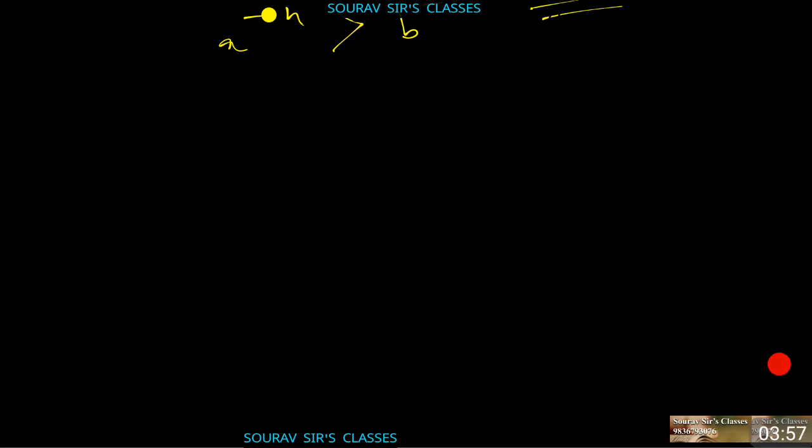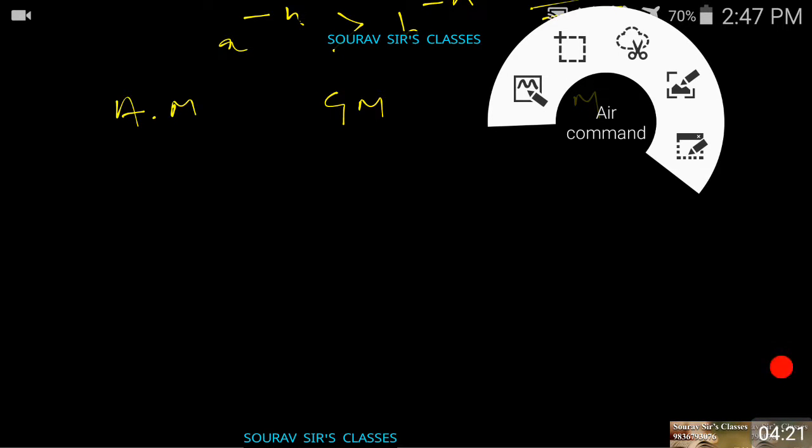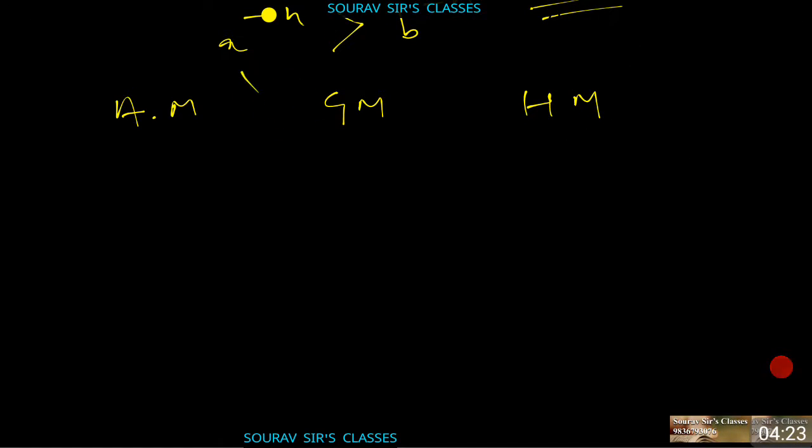Now let's move on to the main thing. Most inequalities, 90% of inequalities, can be solved by a basic inequality known as the AM, GM and HM inequality. AM stands for arithmetic mean, GM stands for geometric mean, and HM stands for harmonic mean. It is related like this: AM is greater than or equal to GM, which is further greater than or equal to HM. Equality occurs when all the numbers are the same.